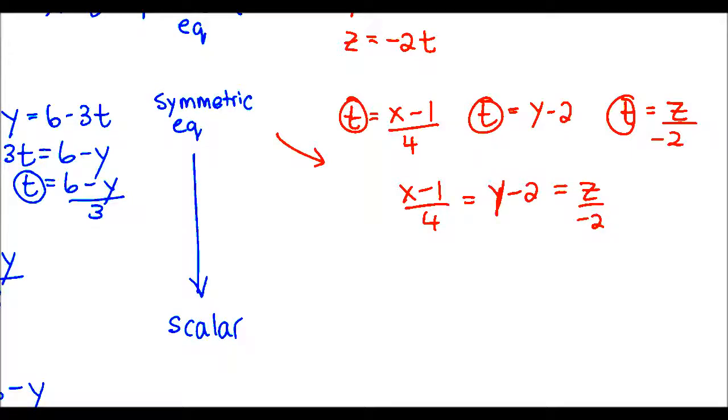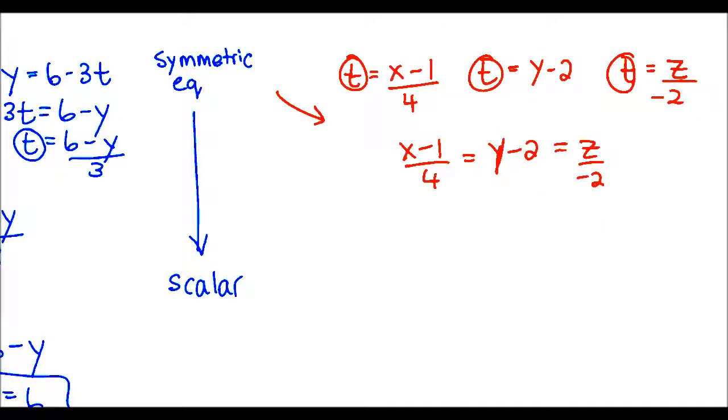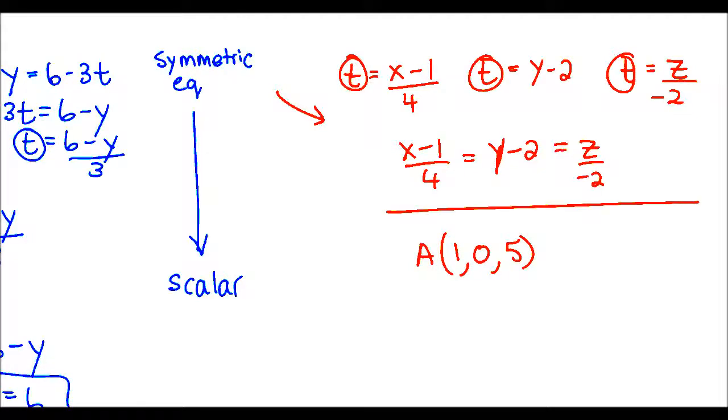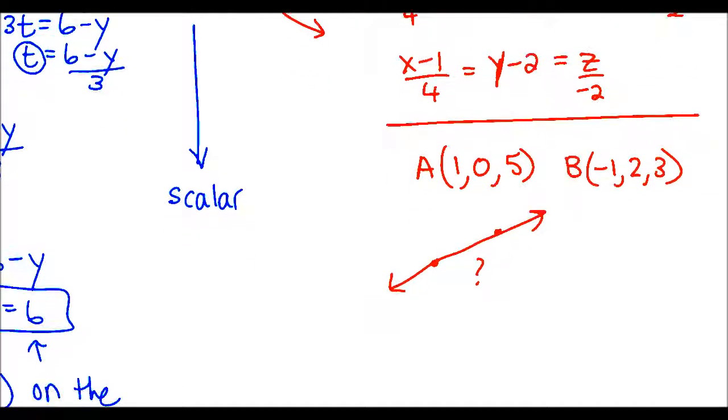Oh, and I could give you information, like I could give you 2 points on the line. So say I said, hey, there's a point A, which is like 1, 0, 5. And there's a point B, which is negative 1, 2, 3. So I've got these 2 points, and they lie on a line. And I want to know, hey, what's the equation of that line? And I just know 2 points on the line. So we know to write the equation of a line, we need a point and we need a direction vector.